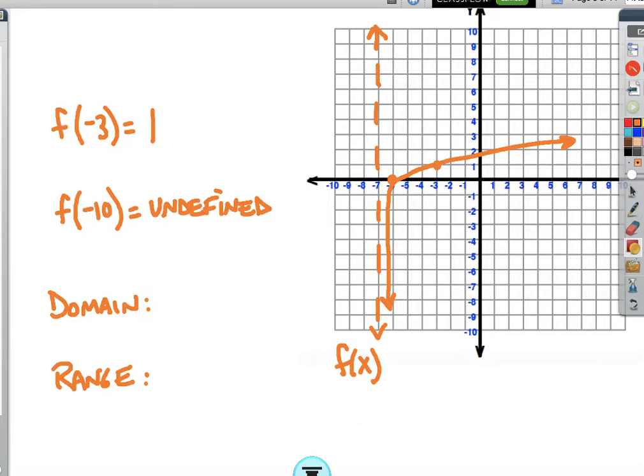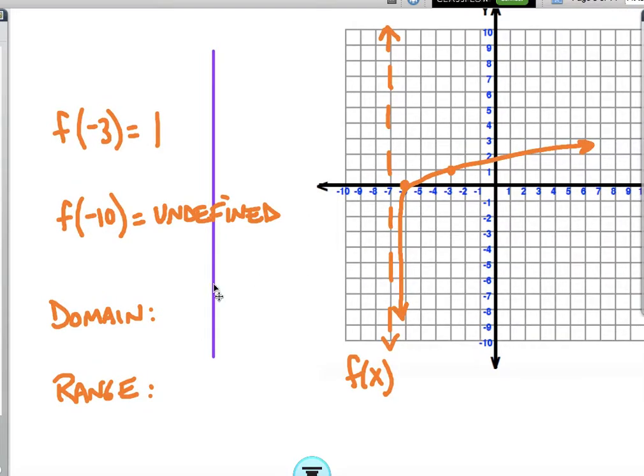Okay, now thinking of our x values, let me draw that vertical line again. But I gotta make it a different color, so I'll make it purple. Okay, so domain are your x values. So we're looking left to right.